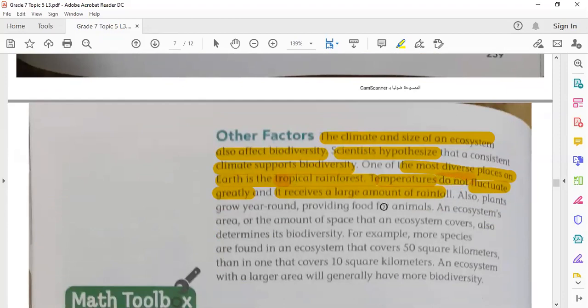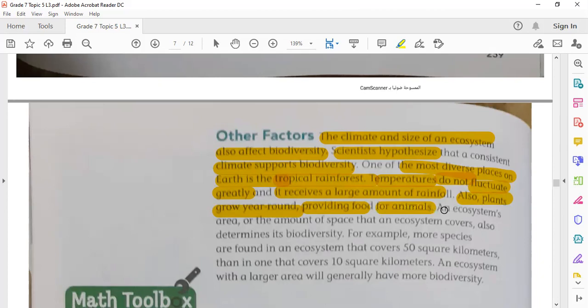Okay? Also, plants grow year round. All of the year, the plants grow. But here, for example, in Jordan or in most ecosystems, plants don't grow in winter or in fall. The plants start to grow in spring. But in the tropical rainforest, plants grow all over the year, okay? When there are a lot of plants, that means there is more food for animals, okay?